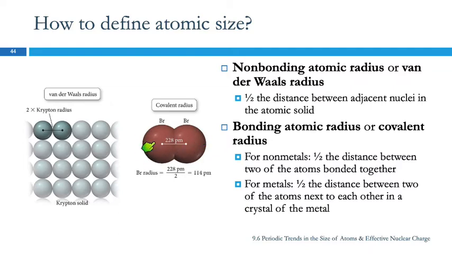Or we can look at a bonding radius, also known as a covalent radius. Here, a bromine molecule where there's a covalent bond between the two bromine atoms. And so you can measure the distance between the nuclei and divide that by 2. Well, the covalent radius and the van der Waals radius are not going to be the same because there's interaction of the electrons when you have a covalent bond, and so it's going to be smaller.